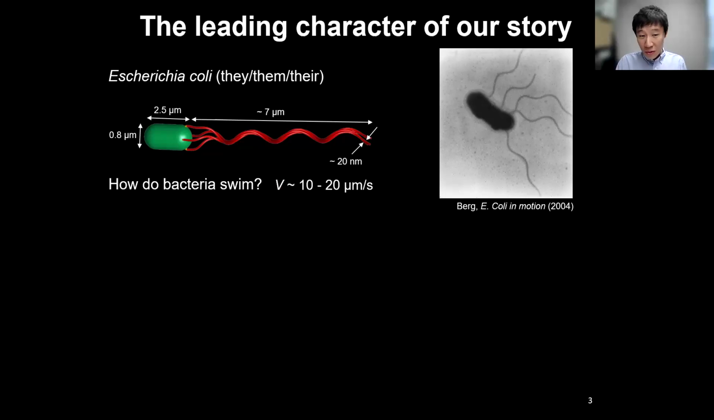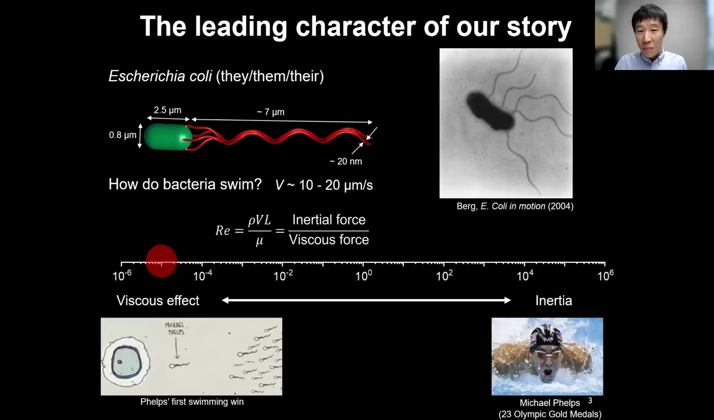E. coli swim by rotating long helical flagella. The swimming speed is about 10 to 20 microns per second, and because they are so small, the length only about 3 microns and the width only 1 micron, the speed is so small. If you calculate the Reynolds number of their swimming, it is on the order of 10 to the negative 5. This is really small, in a fluid world where viscous effects dominate everything. It's quite different from our daily life experience of swimming at high Reynolds number where inertia dominates.